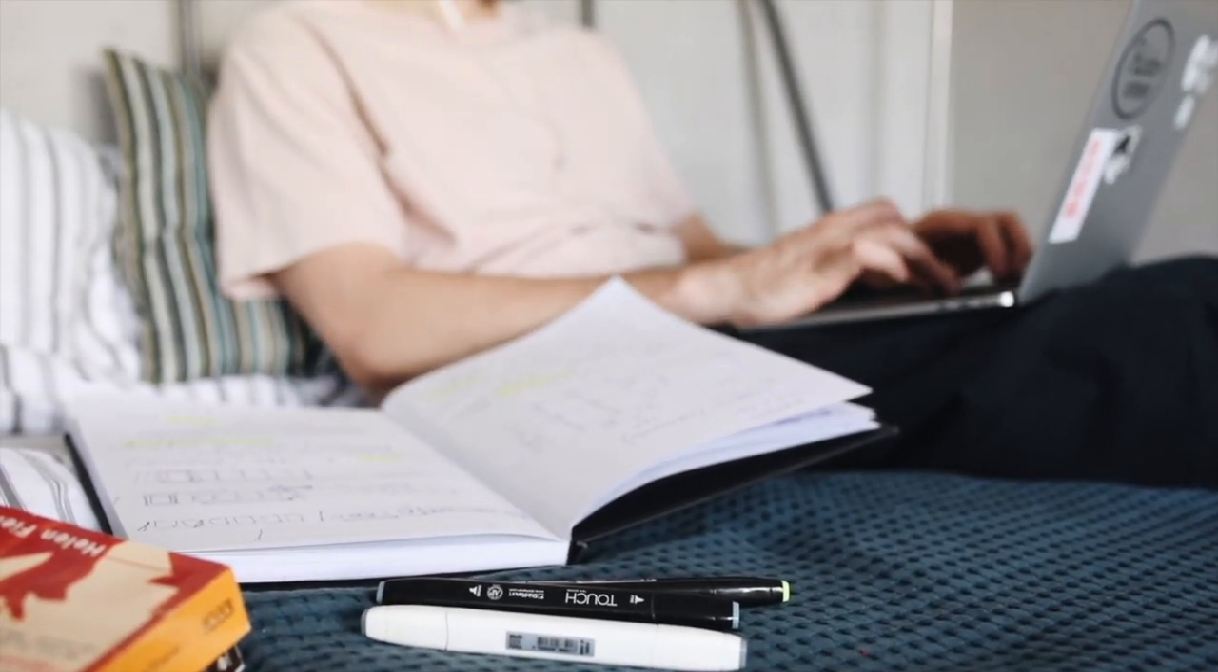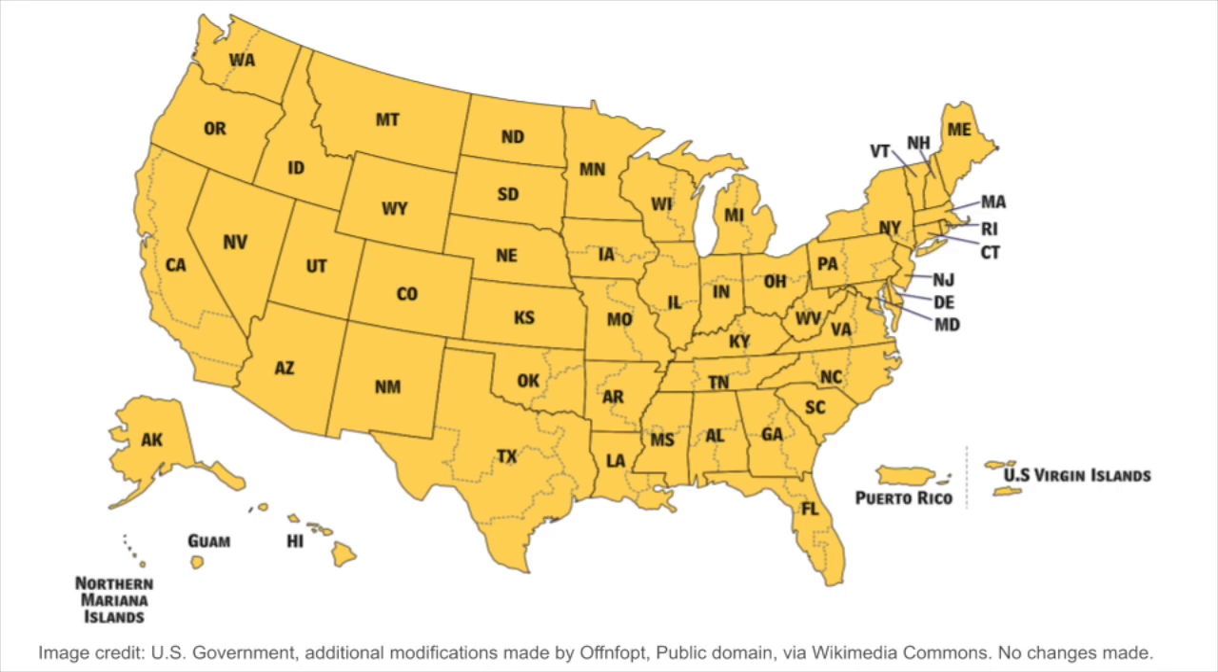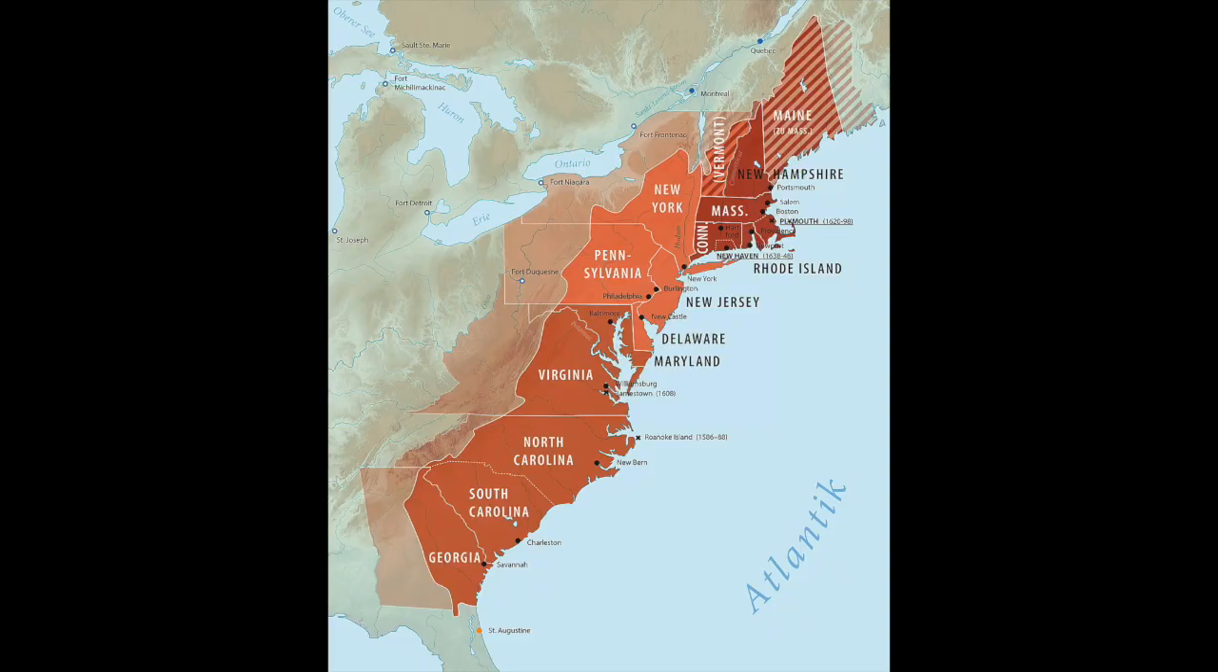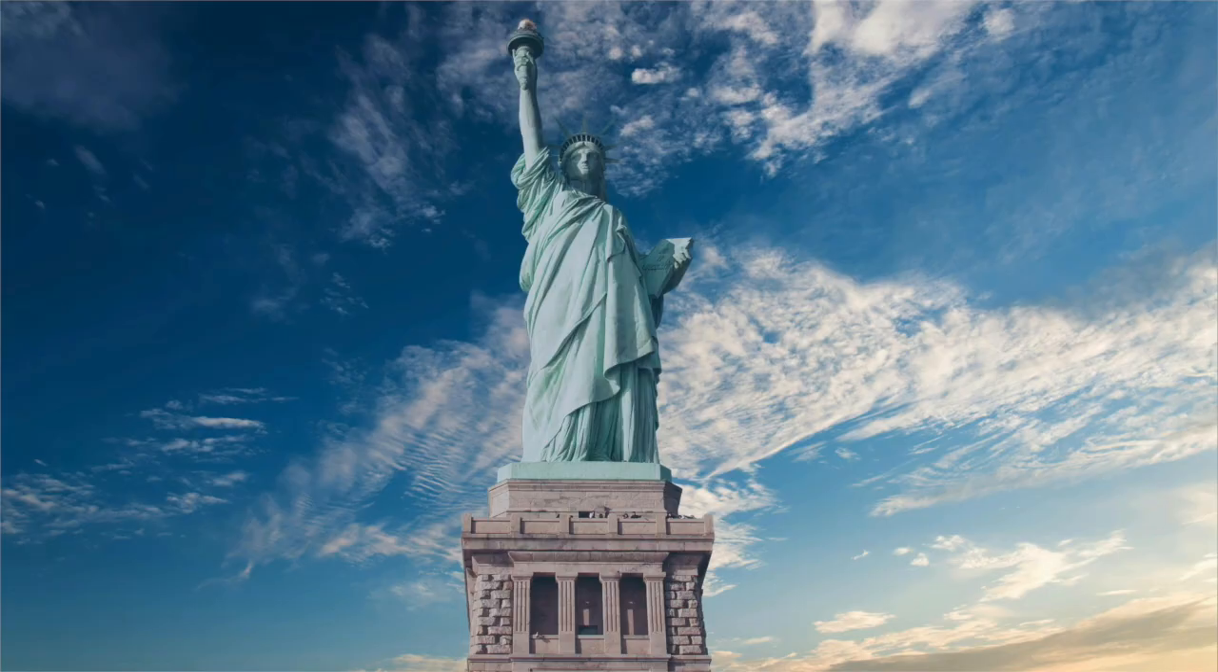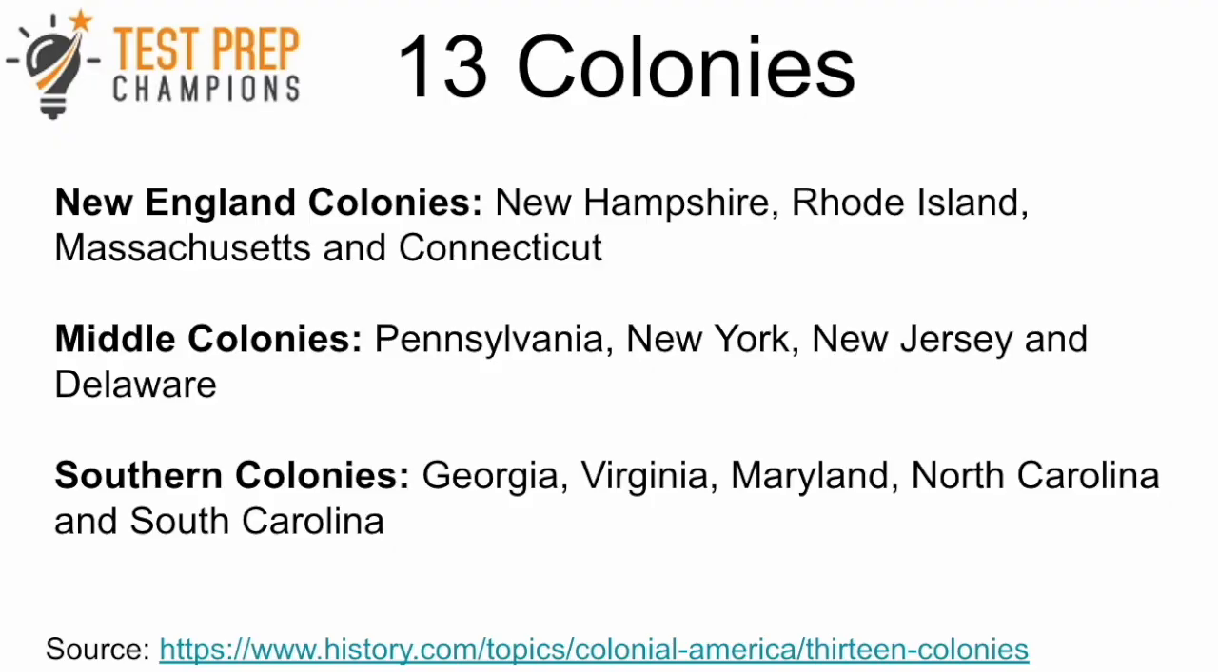Let's get started. Today, the United States of America has 50 states, but it wasn't always this way. Long before the US had 50 states, there were 13 original colonies. The time period we're talking about was the 1600s and 1700s. Now, we can group these 13 original colonies into New England colonies, middle colonies, and southern colonies.